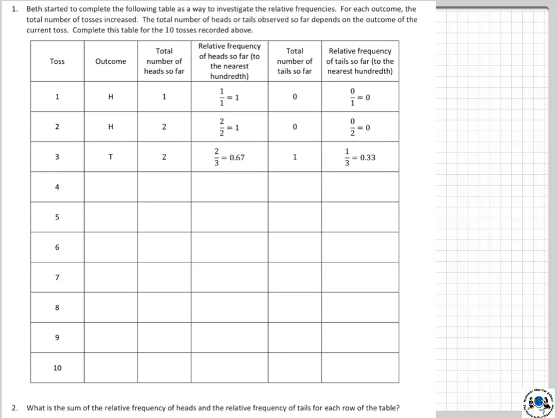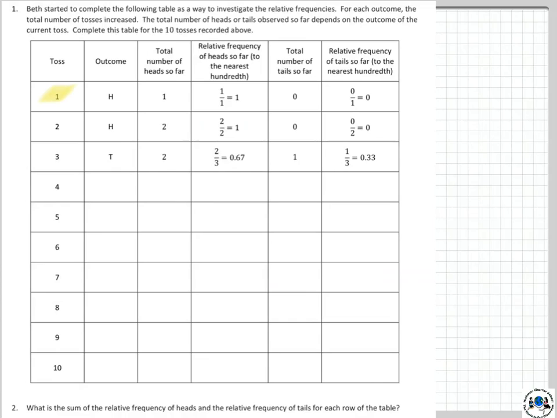So here's Beth's example. Beth started to complete the following table as a way to investigate the relative frequencies. For each outcome, the total number of tosses increased. The total number of heads or tails observed so far depends on the outcome of the current toss. Complete this table for the 10 tosses recorded above. Those tosses that Beth completed, you need to use those to fill this in. So let's just talk about what they did here.